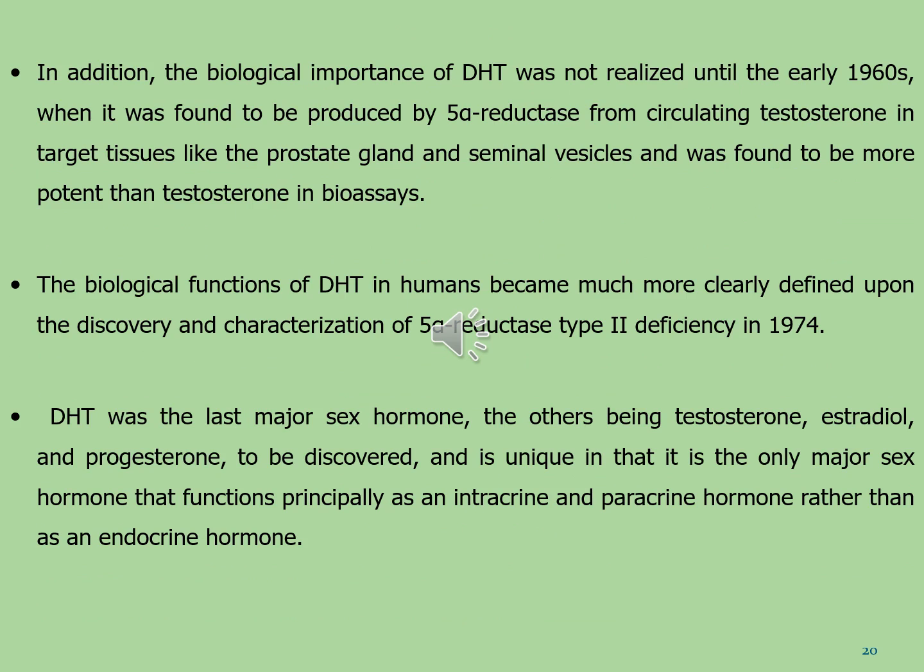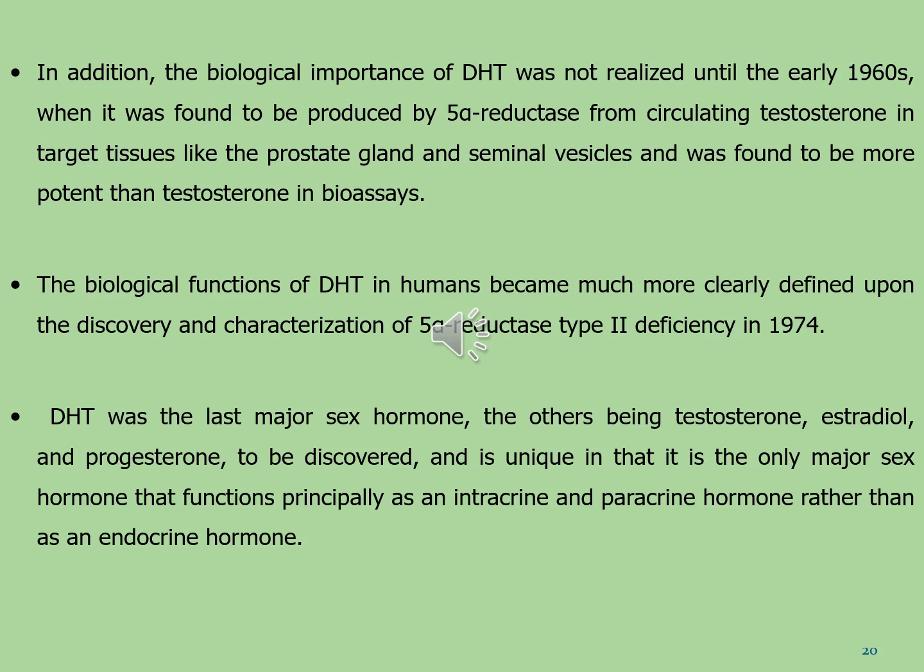In addition, the biological importance of dihydrotestosterone was not realized until the early 1960s, when it was found to be produced by 5-alpha reductase from circulating testosterone in target tissues like the prostate gland and seminal vesicles, and was found to be more potent than testosterone in bioassays. The biological functions of dihydrotestosterone in humans became much more clearly defined upon the discovery and characterization of 5-alpha reductase type 2 deficiency in 1974.